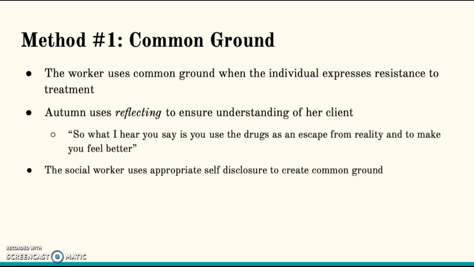So, the first method that was utilized within the role play scenario was the common ground method. So, Autumn used the common ground method when the individual was expressing resistance to treatment. She used reflecting to make sure that her client knew that she understood him and to make sure that she had a thorough understanding of what her client was saying to her.